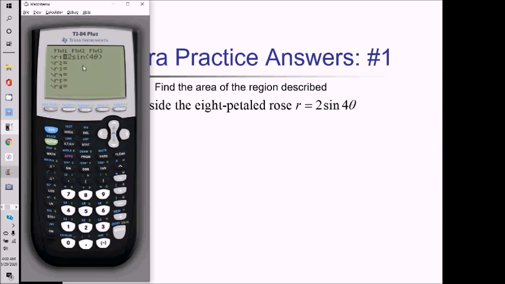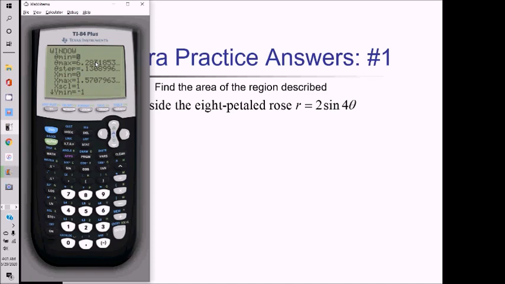Just to make my life even easier, and because it's kind of cool, I'm going to change this little line. I'm going to press enter twice, 1, 2, and it now changes into a line with a ball at the end of it. This is going to tell me where my function is going as I move through the different angles. Let me also go to window, and it looks like I'm graphing this from 0 to 2 pi, which is good. That's what I wanted.